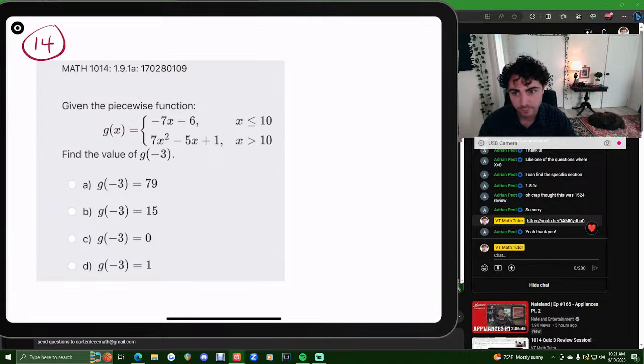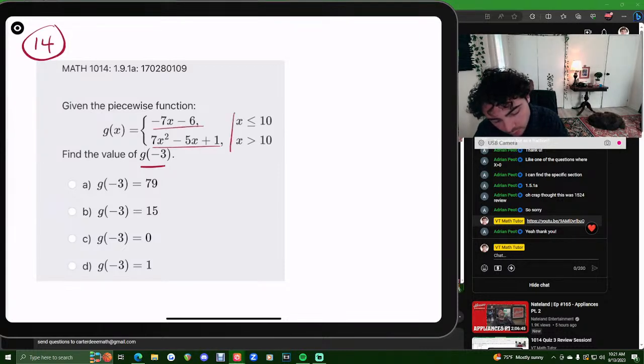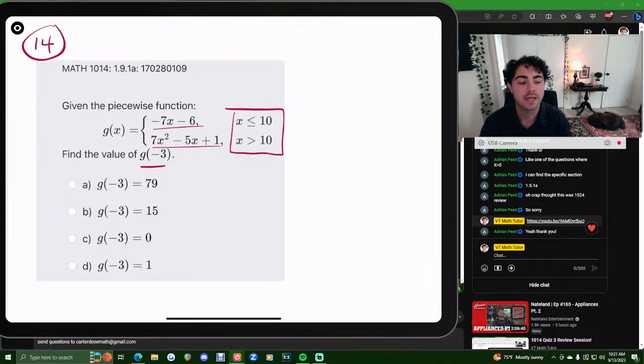Given the piecewise function, find the value of g of -3. So -3 is our input. To find g of -3 means we are plugging -3 into the function and trying to find the g value. So here's how it works with piecewise functions. We're plugging in -3, so do we plug it in here or do we plug it in here? Well, we want to look at the domains, these intervals of x values here, and ask ourselves, does -3 fit into the first inequality or the second inequality?